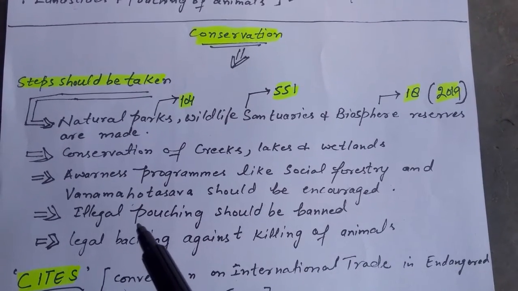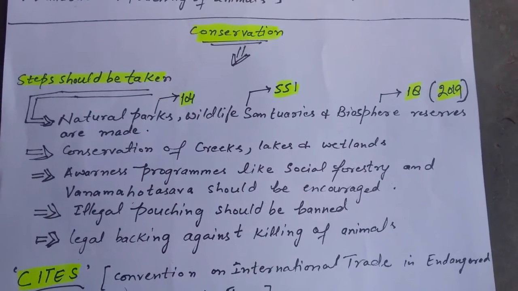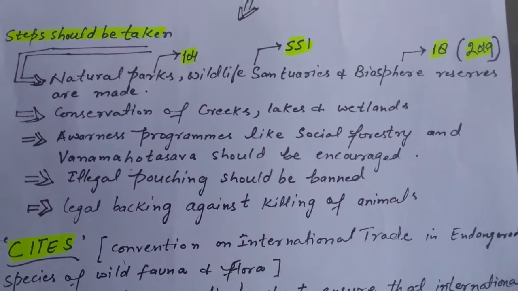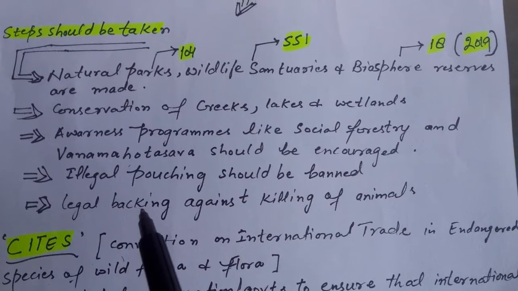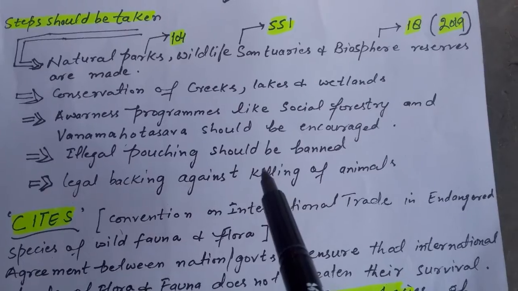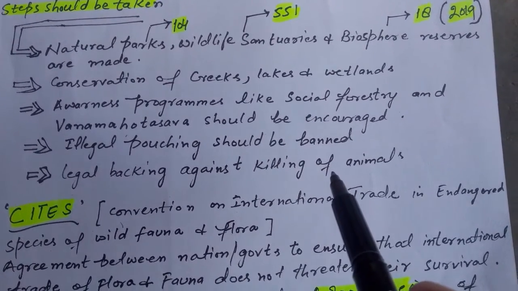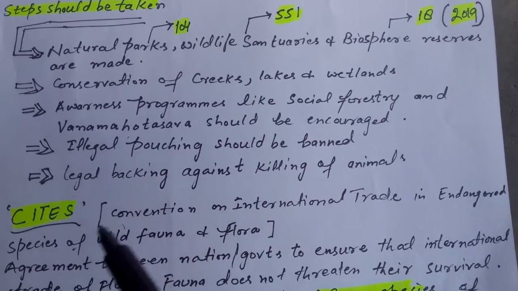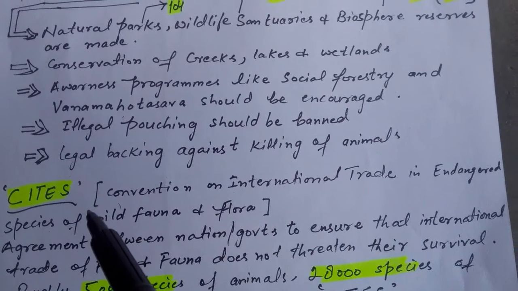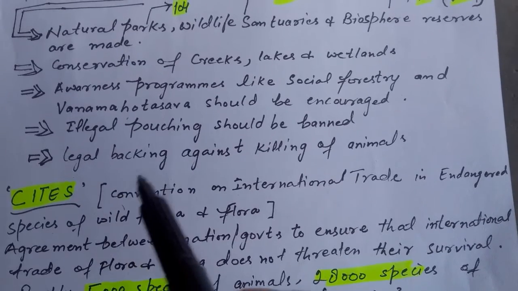Next one is legal ban against killing of animals. Illegal poaching should be banned, as I told you earlier in this topic. Illegal killing of animals should be traced out by the government as well as by the local community. If the government checks these killings of animals, it is one of the main steps to conserve natural vegetation as well as wildlife.